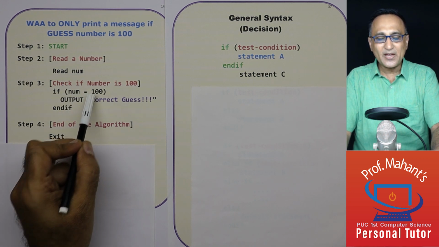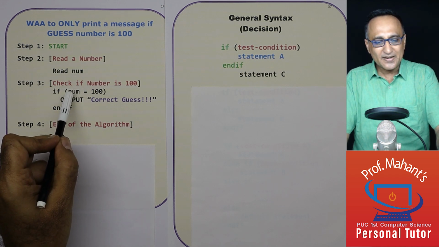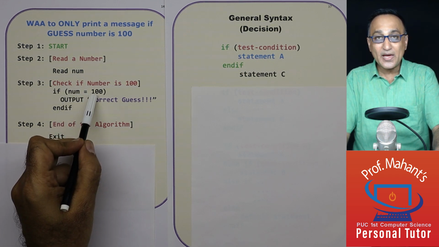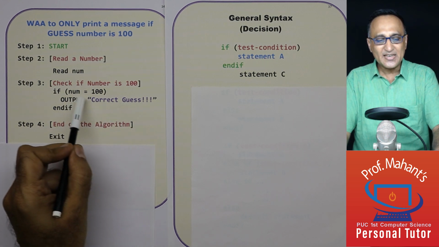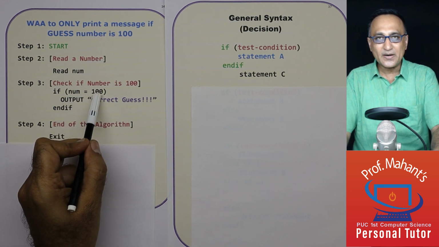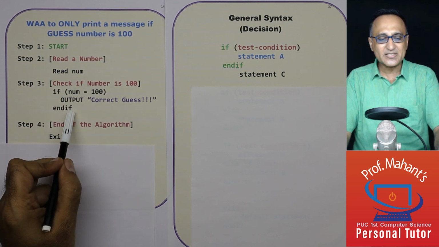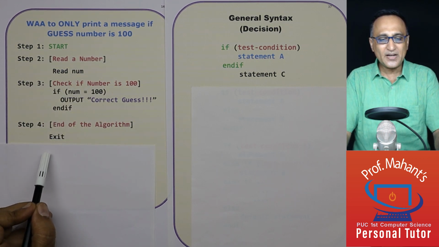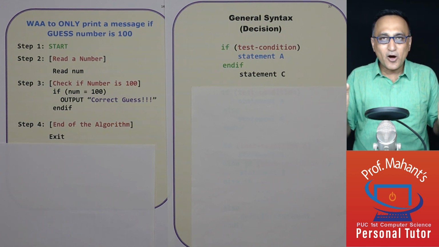So this evaluation tells me whether it is true or false. If the number was 100, this test condition would evaluate or work out to be true and it would print the message. Since 500 is not equal to 100, this will turn out to be false. Nothing will be printed on the screen. I'll come to step number 4 and halt. So this is the first example of how to use decisions to solve a problem.